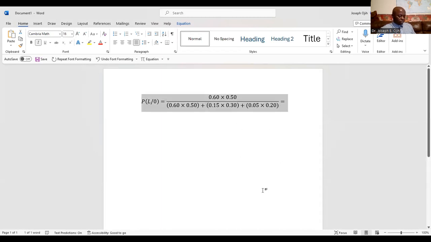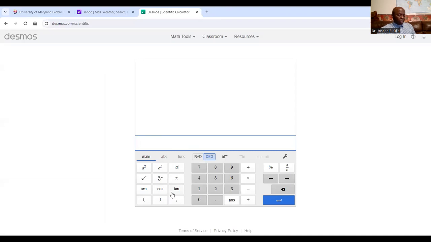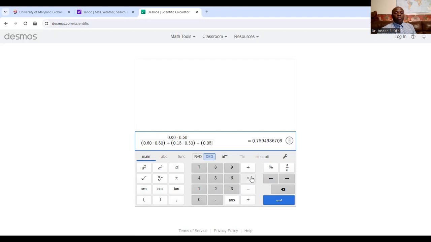So now let's put it on the calculator. You go to our calculator, we have this. We have 0.60 times 0.50, divided by 0.60 times 0.50. Okay, I've already listed them for you, so I'm just putting them in. Plus 0.15 times 0.30, plus the last one for the heavy purchasers, 0.05 times 0.20.